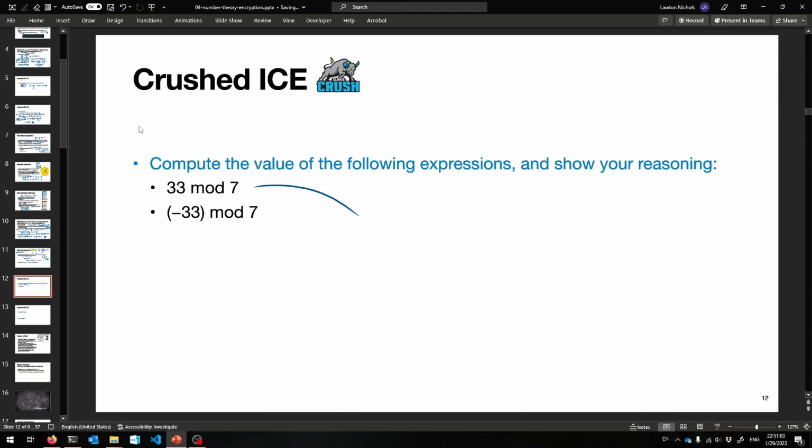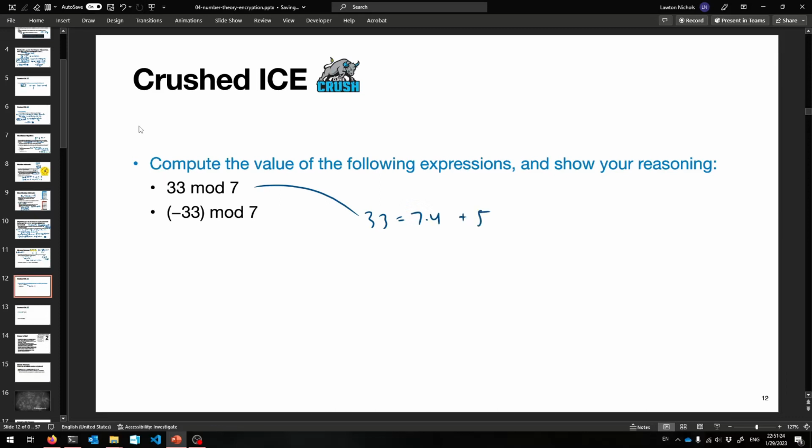33 mod 7, well, just using your division rule, 33 is equal to some multiple of 7. How many? It goes in like to 28, right? 7, 14, 21, 28. 35 would be too big. So 28, which is 7 times 4, goes in 4 times plus 5 left over.